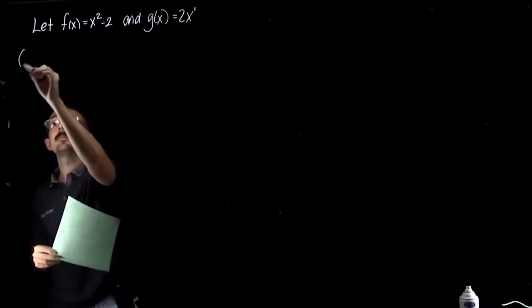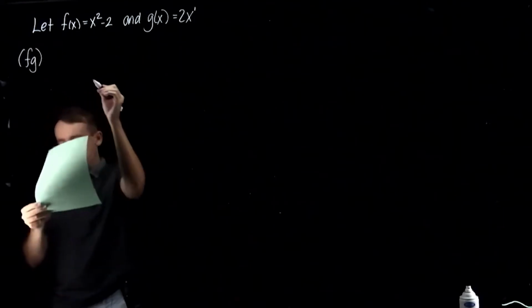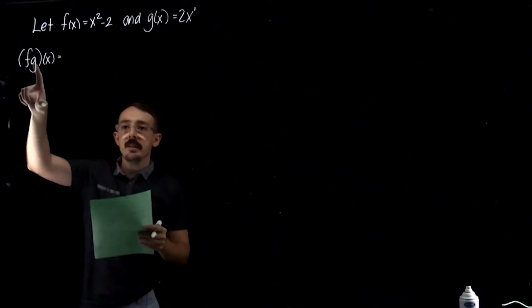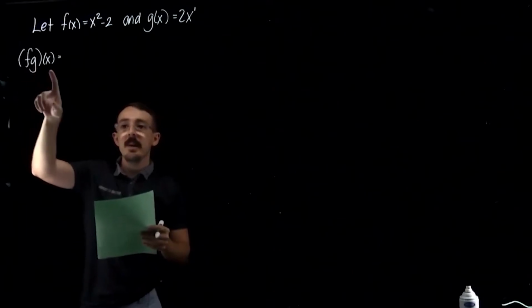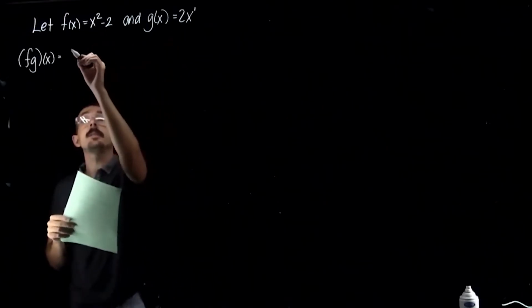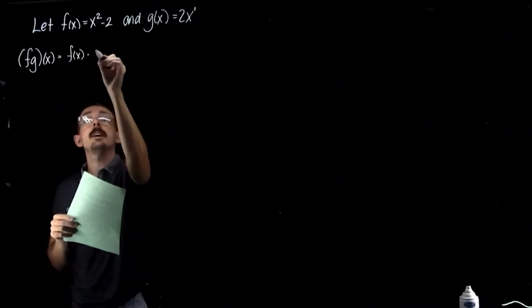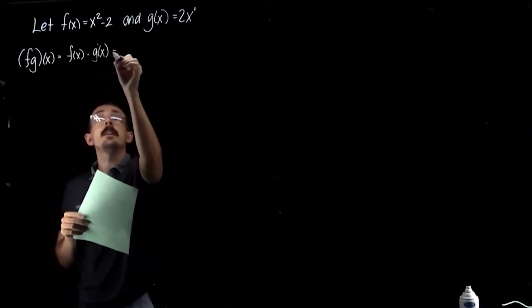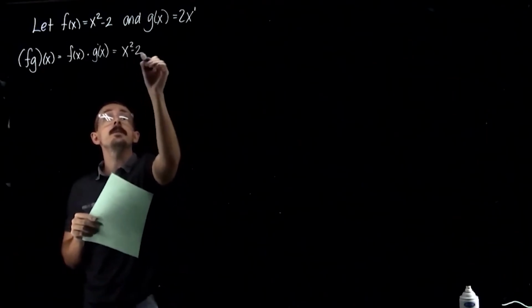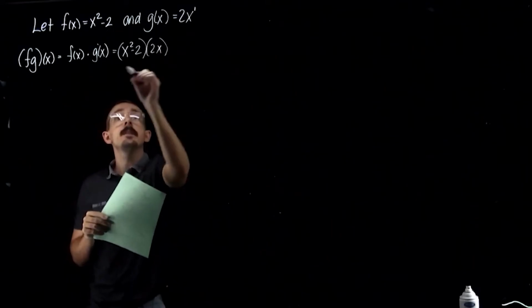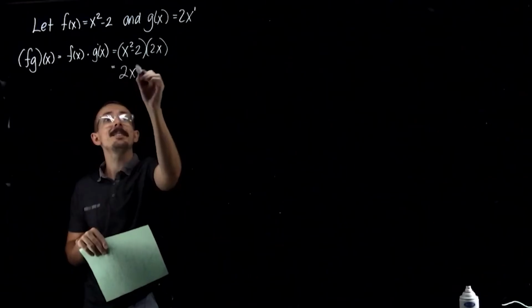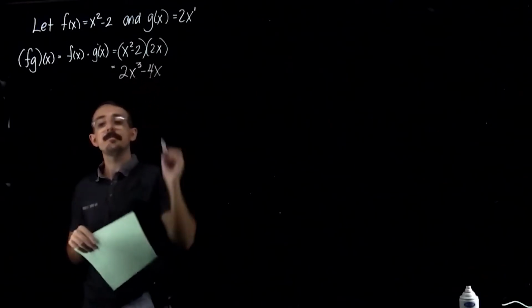One way you could do that is you could take f times g. And this is how you notate it. You have fg, nothing in the middle here. It just means multiplication. So what this means is you take this function and you multiply it by this function. So this is equal to f of x times g of x. And what is this times this? It is x squared minus 2 times 2x. And if you wanted to be fancy, you can just distribute it like this. So you'll get 2x cubed minus 4x.